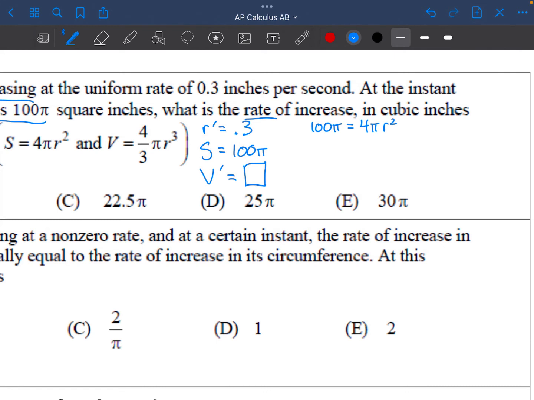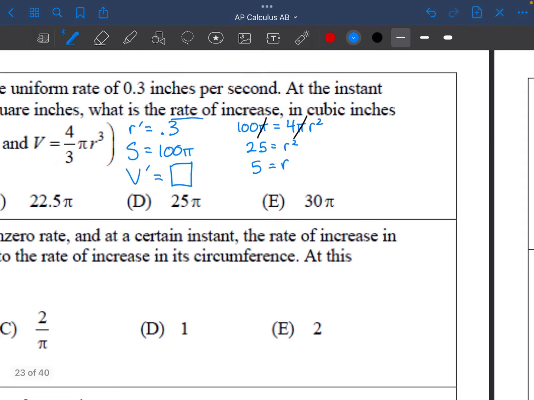Divide both sides by pi, and that will cancel out the pi's. Divide both sides by 4, and you're left with 25. So I'm left with 25 is equal to r squared. Square root both sides, and r is equal to technically plus or minus 5, but it can't have a negative radius. So I'm going to leave it as positive 5 for the radius. And I think I have all of the things needed for v prime, but we haven't found v prime.